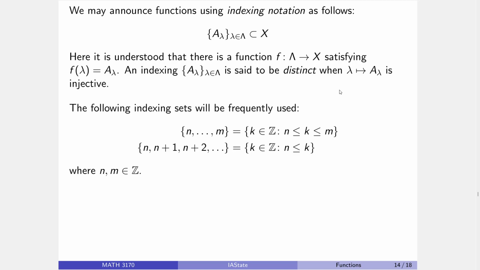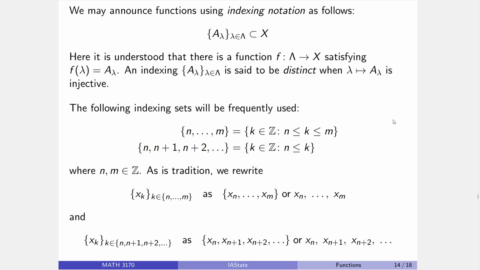So indexing sets that are frequently used are the following sets. So the set of integers from n to m, which formally is a set, but more conventionally we write as follows. And all of the integers greater than a particular integer, which is conventionally written as follows. So, right, we've kind of already mentioned these sets before. And as is tradition, anything that's indexed with these things are written in these styles. So a list of elements starting at n, or a list of elements starting at n going on indefinitely.